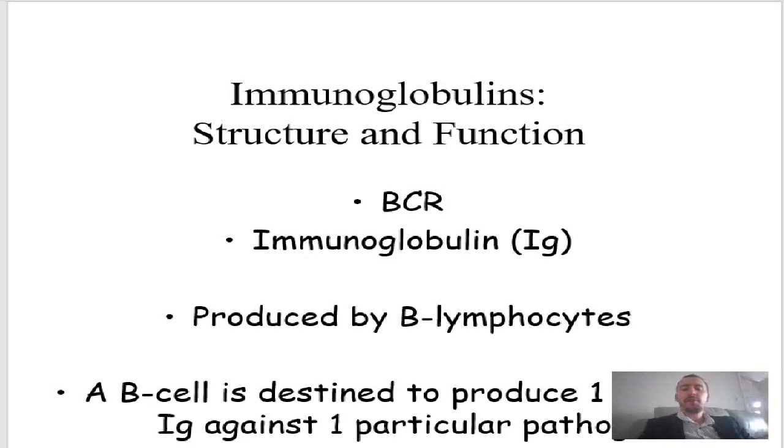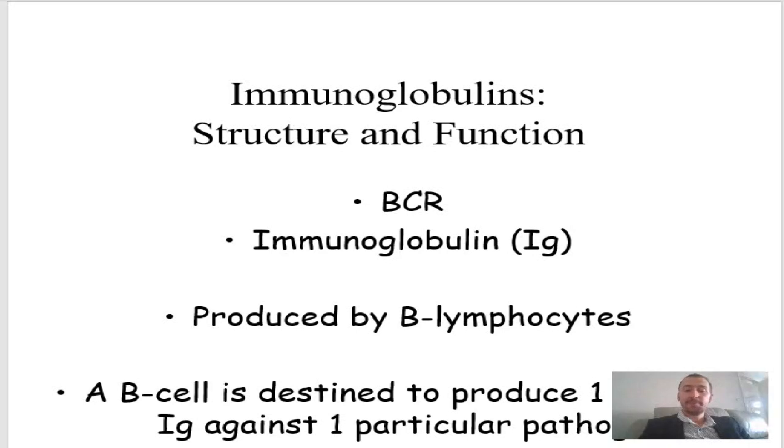Okay, so now we're going to cover immunoglobulins, their structure and their function. Every B cell has a copy of the immunoglobulin genes, but it can express those genes in different ways. On the one hand, it can express its immunoglobulin as a membrane-bound immunoglobulin, and that would generally be referred to as the B cell receptor. The B cell receptor is just an immunoglobulin that is attached to the membrane.